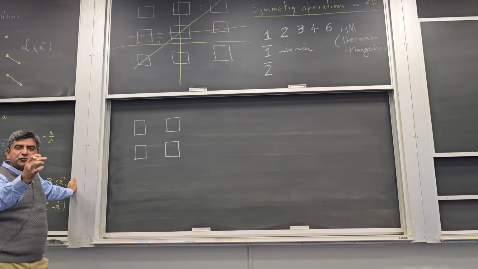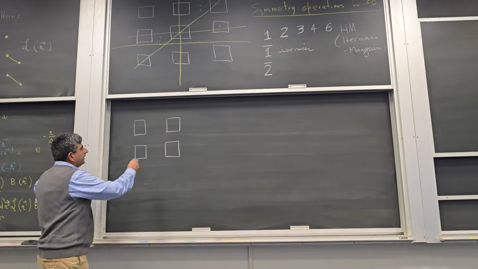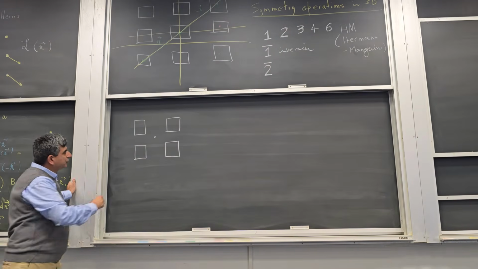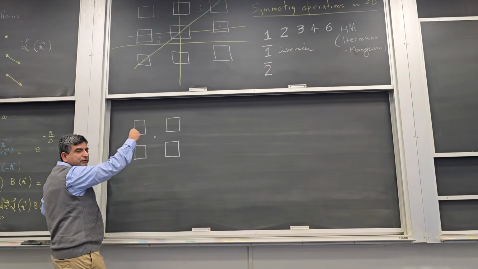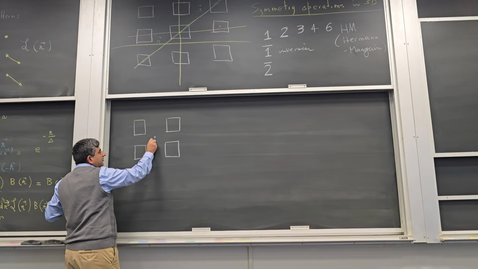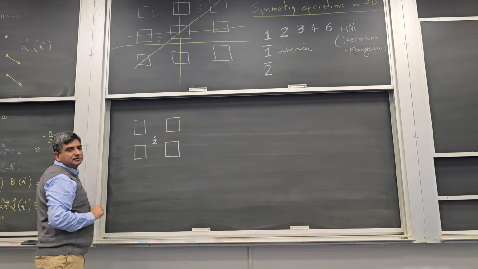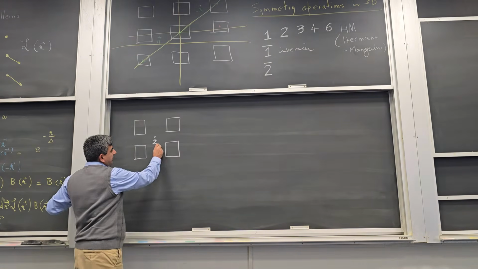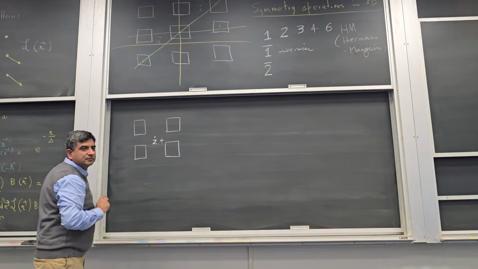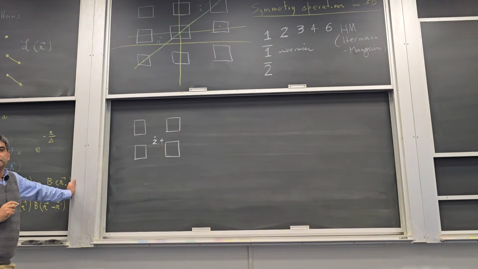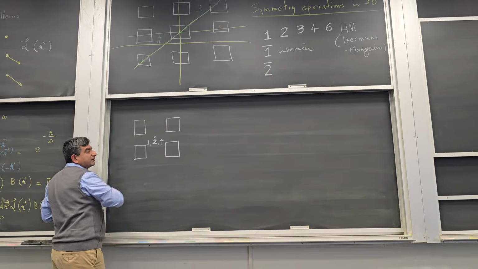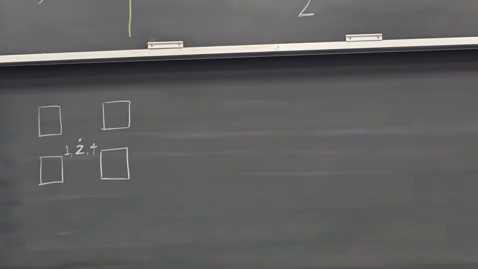Square lattice, square motifs. Here, I have a 2-fold axis of rotation. So a 2-fold axis of rotation coming out of the plane of the paper exists. So there is a 2 symmetry element here. There is also a 4 symmetry element here. Correct? There is also a 1 symmetry element here.